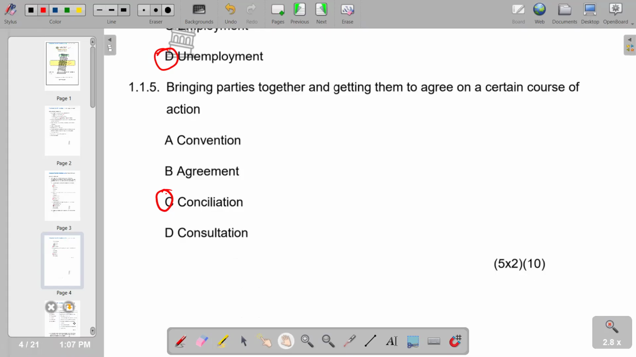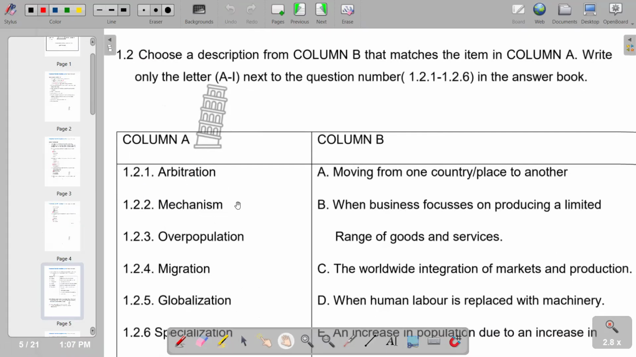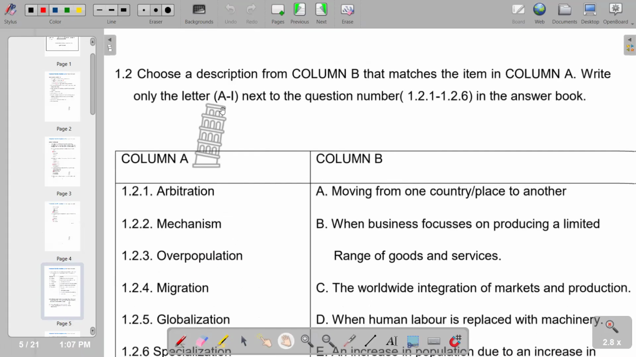10 marks. So we move on to the next section, which is 1.2, which is choose a description from column B that matches the item in column A. Write only the letter A to I next to the question numbers.